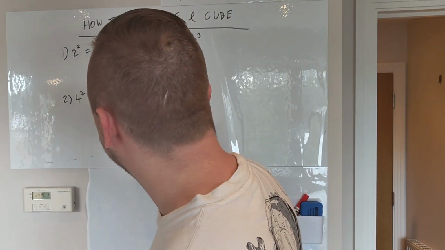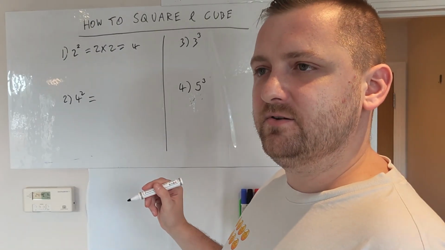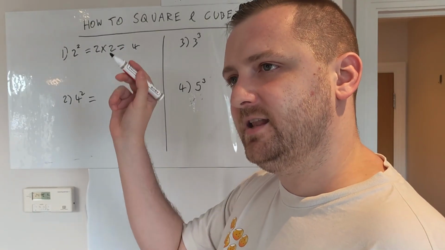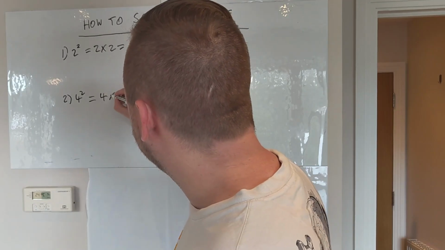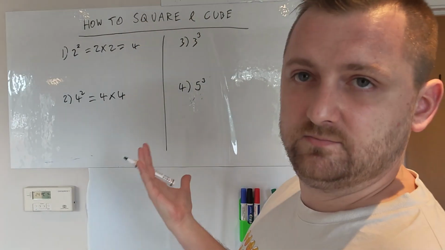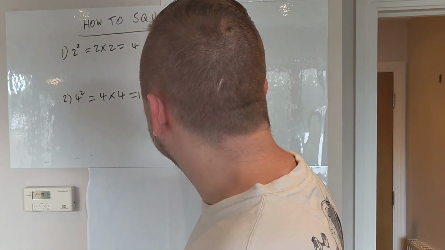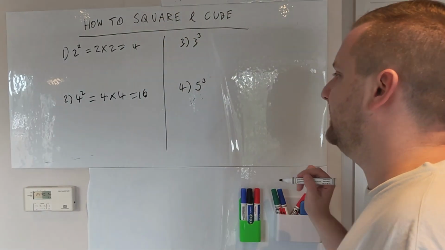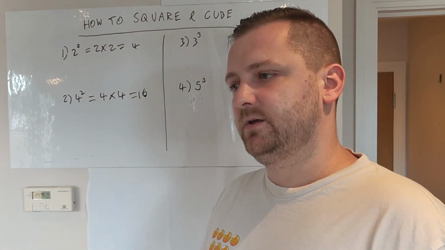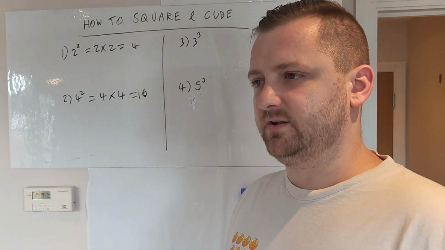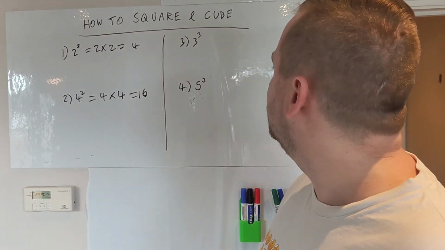So question number 2, we've got 4 squared. Like we said before, anything to that little power, you times it by itself that many times. So we do 4 times 4, just by itself twice, and that's going to be equal to 16. Ignore my terrible handwriting. That's all it is. It's really that simple. It's a bit more complex when you have equations and stuff, but let's jump on to the cubes.